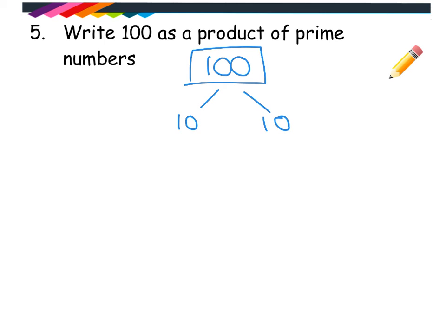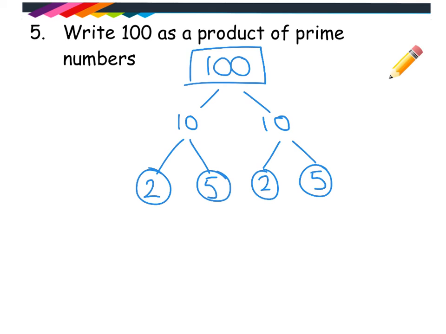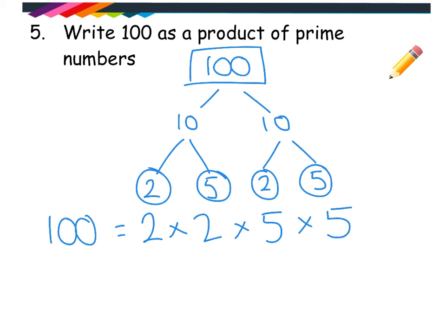So 10 and 10. Neither of them are prime, but 10 can be written as 2 times 5, which are both prime. And the other 10 can be written as 2 times 5 again. So what we've got, if we put these into order, 100 is the same as 2 times 2 times 5 times 5. And I'm going to write that as 2 squared times 5 squared. And let's double check. 2 squared is 4. 5 squared is 25. 4 times 25 is 100.